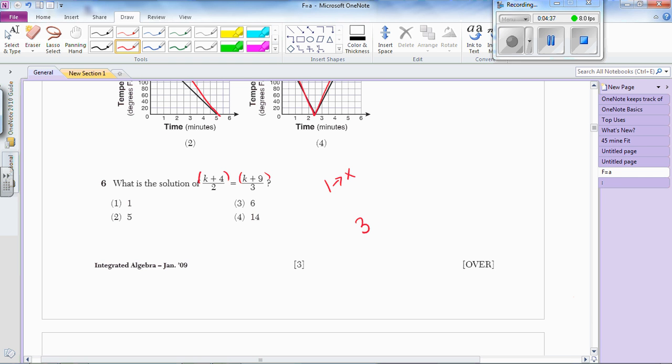Cross multiply, you get 3 times k plus 4 equals 2 times k plus 9. That's 3k plus 12 equals 2k plus 18. When I bring the 2k over, I get just k on this side because we're going to subtract from both sides. When I subtract 12 from both sides, I get k equals 6. Choice 3.